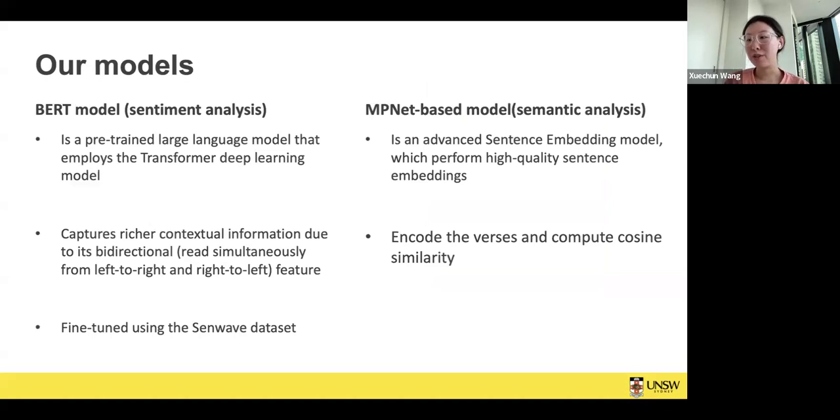Next, I'll introduce our models. We use the fine-tuned BERT model to predict the sentiments of our three translations. It is a pre-trained large language model that employs the transformer deep learning architecture. It captures richer contextual information due to its bidirectional feature, which basically means it reads simultaneously from left to right and right to left.